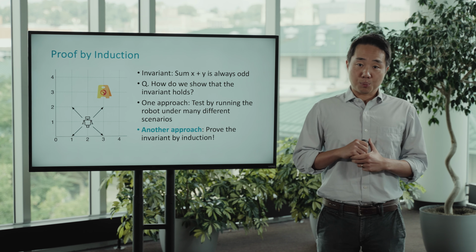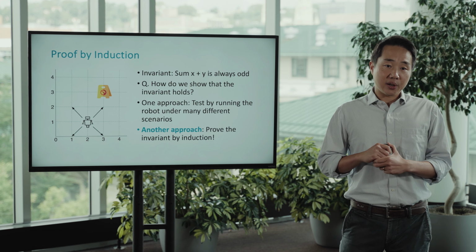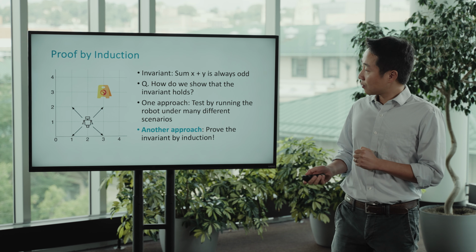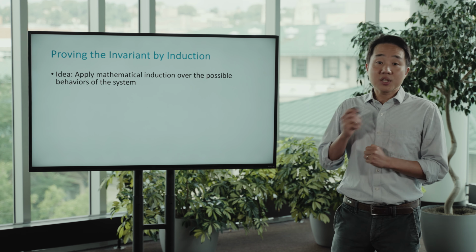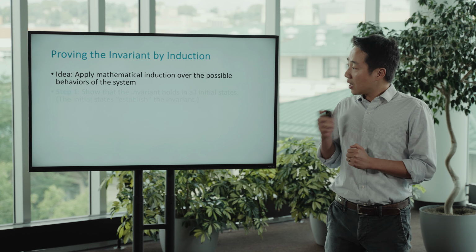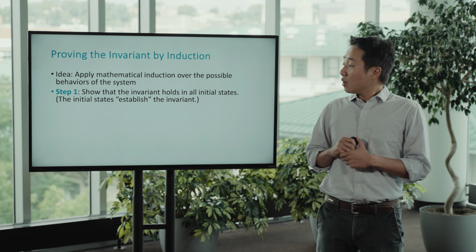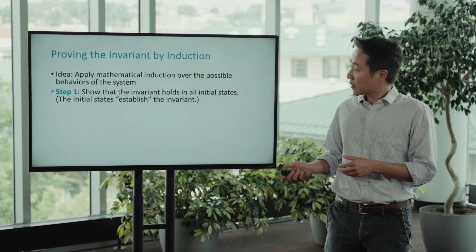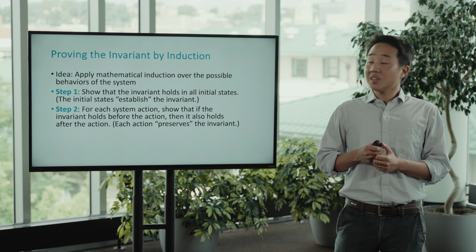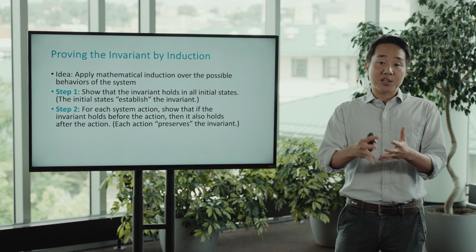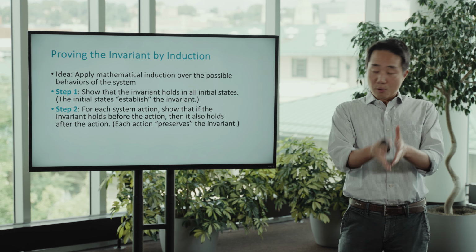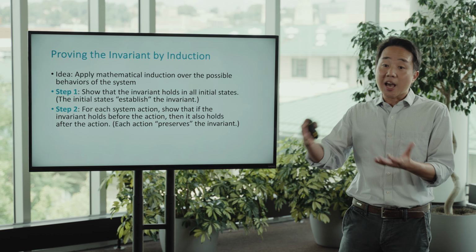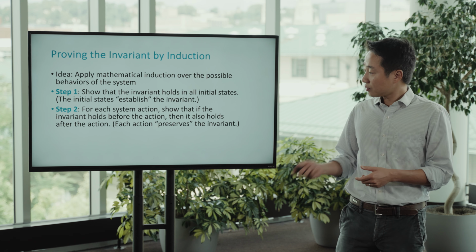So another approach that we're going to explore is a technique called mathematical induction. We're going to use induction to prove that the invariant holds. And there are 3 steps involved in this process. In step 1, which we call the base case, we're going to show that the system in its initial state satisfies the invariant. In step 2, which is the inductive case, we're going to show that for every action of the system, if the invariant holds before the action, then it's also going to hold after the action. In other words, each action of the system preserves the invariant.